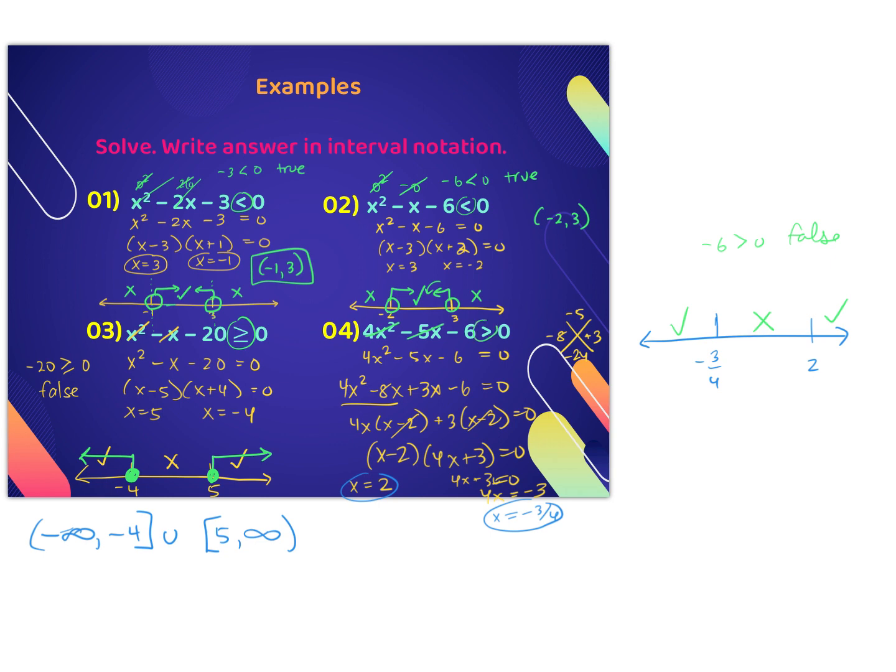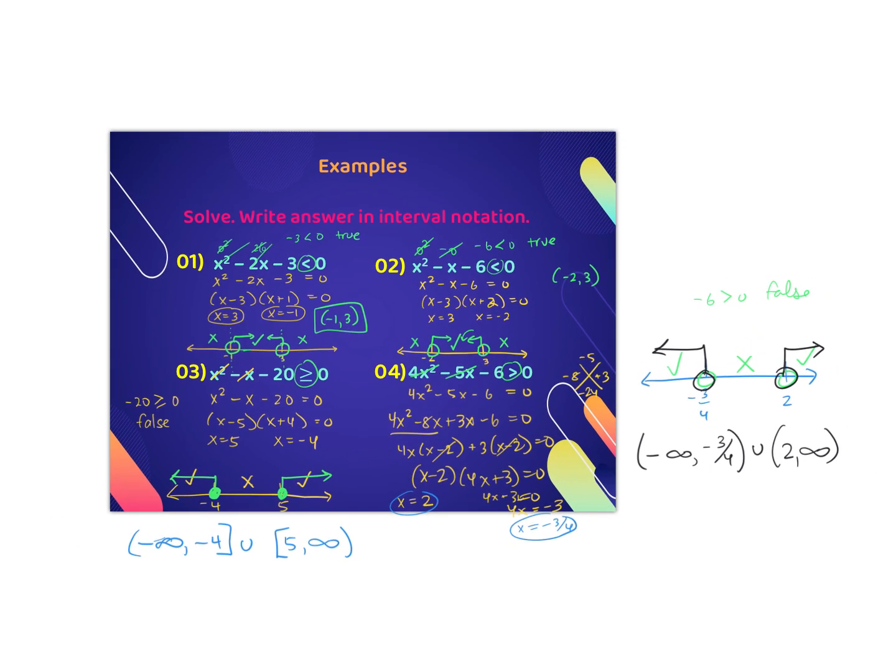Again, I'm going to look at the greater than symbol. It's not equal to. So I know that in this particular scenario, I'm going to have an open circle at these two values, open circle this way, and open circle and go that way. So again, how do I write that in interval notation? Well, I'm going to go from -infinity to -3/4, parentheses here, and parentheses here, union, and then I'm going to have 2, and I'm going to go to +infinity, also parentheses. And that's how I write that out.